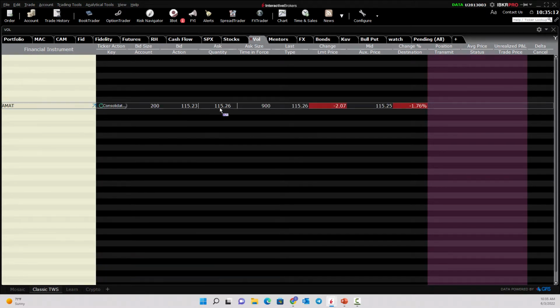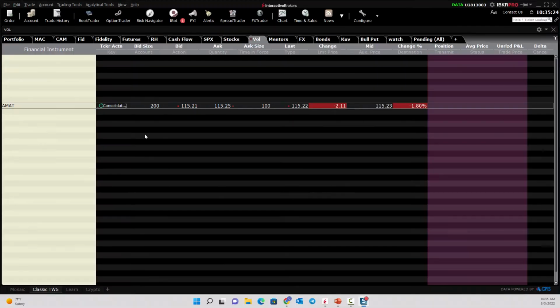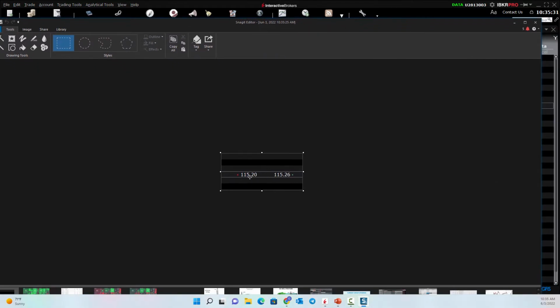And here you can see the bid-ask spread and the difference. Now these prices are moving because the market's open, but if we just took a screenshot of this and we said, okay, where's the stock trading right at this moment? Let's bring this little screenshot up. At that moment in time, it was trading at 115.20 on the bid, 115.26 on the ask. So what does that mean to us?